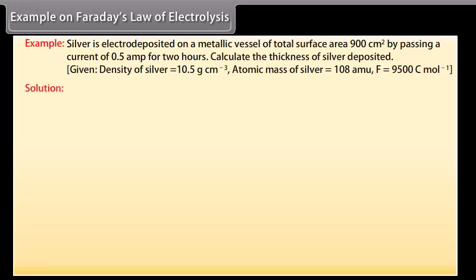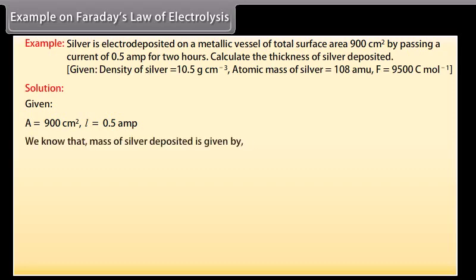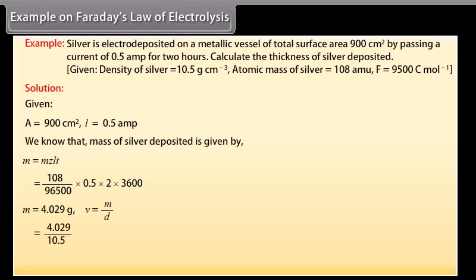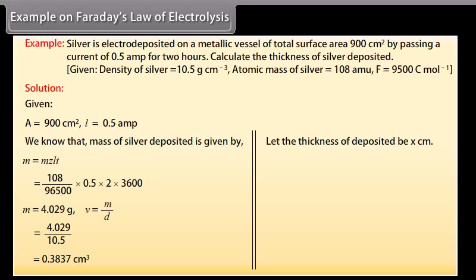Let's see the solution. Here given values are A is equal to 900 centimeter square, I is equal to 0.5 ampere. We know that mass of silver deposited is given by M is equal to ZIT. By putting the values, we get M is equal to 4.029 gram. We know that V is equal to M upon D. By putting the values, we get V is equal to 0.3837 centimeter cube.